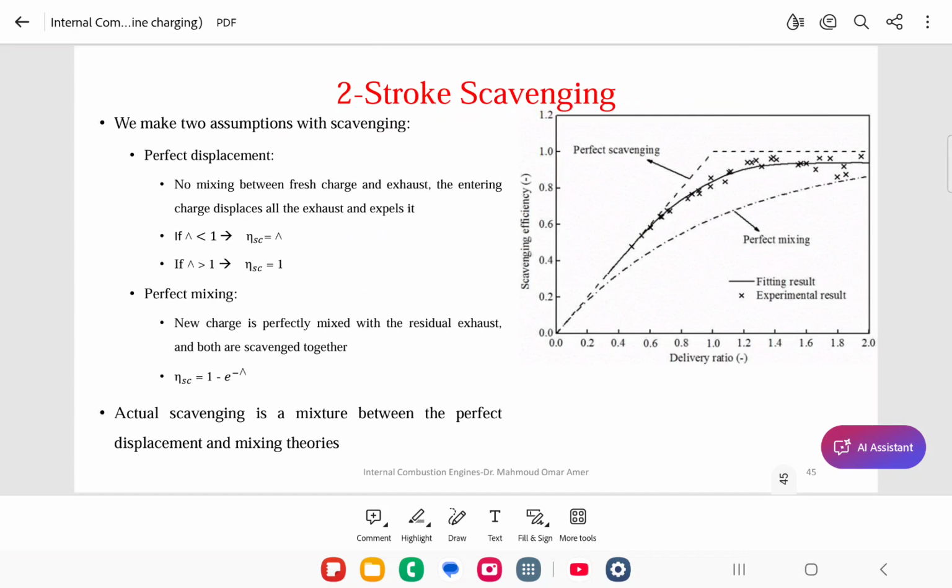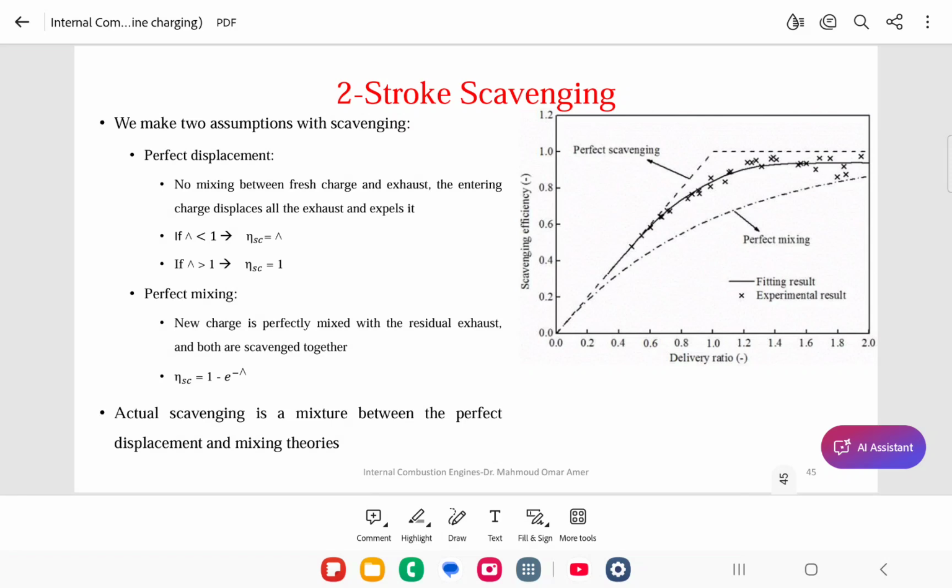For the perfect displacement, we mentioned that the scavenging efficiency equals the delivery ratio as long as the delivery ratio is less than 1. So, as you increase the delivery ratio, the scavenging efficiency is the same, a straight line, till the delivery ratio reaches 1, then the scavenging efficiency saturates at 1. For the perfect mixing, you can see it's a curve and it never reaches 1.